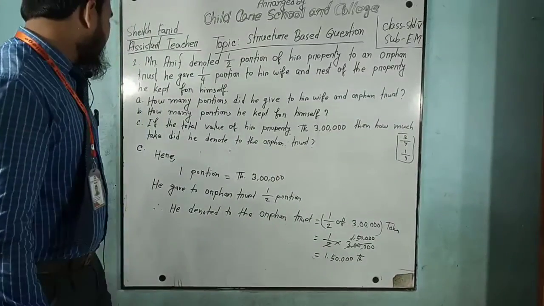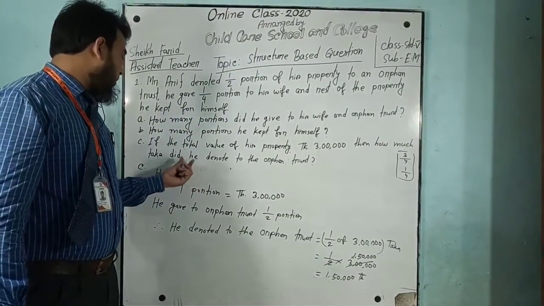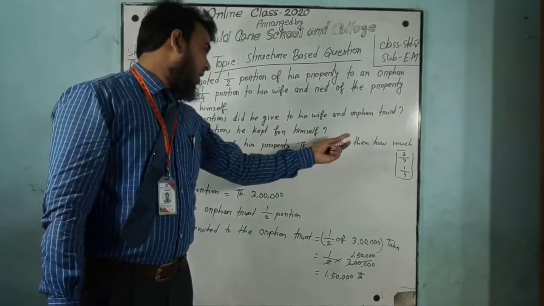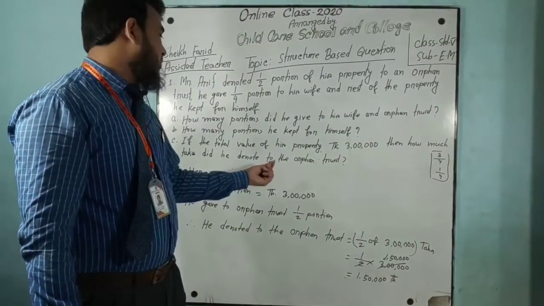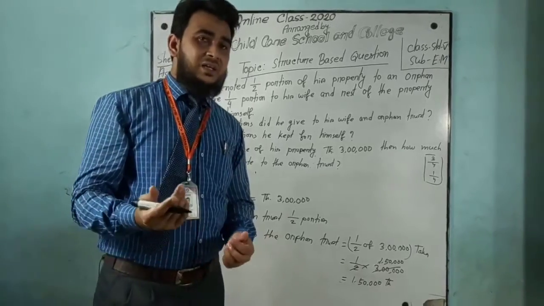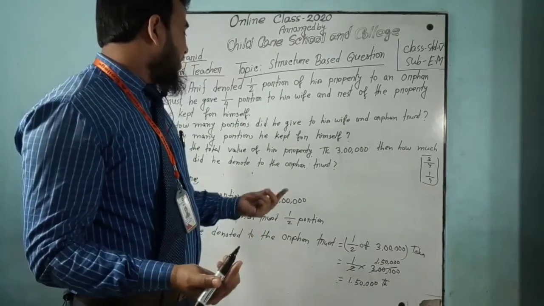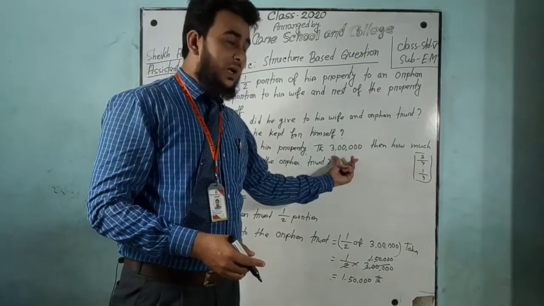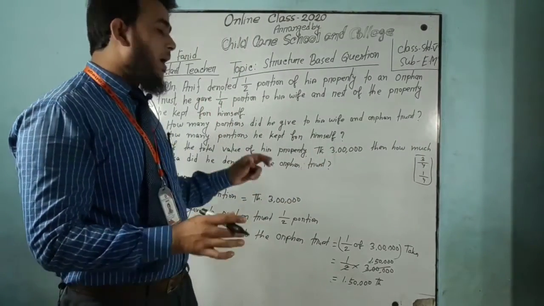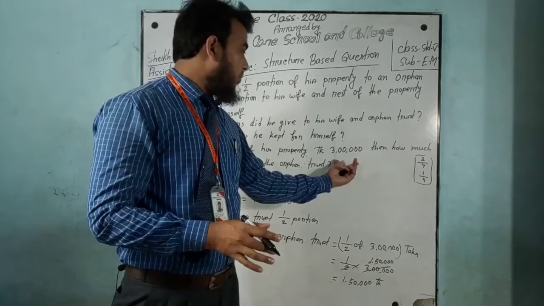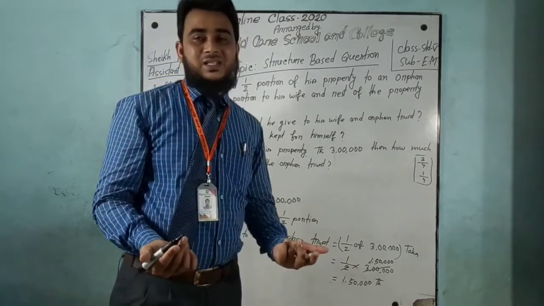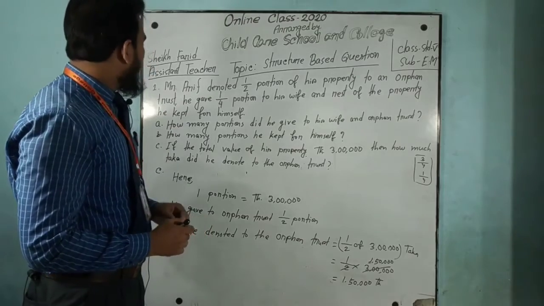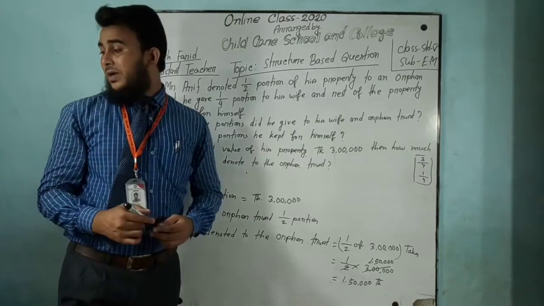So dear learners, our last question was, if the total value of his property is 3 lakh, then how much taka did he donate to the orphan trust? We can easily also do this orally. Suppose the total value of his property is 3 lakh, and here half. So if you divide this by 2, then you can easily get the answer. Okay, dear learners, we have already completed one. Now let's move to another one.